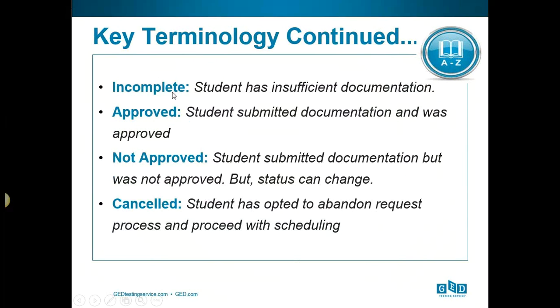Incomplete means that the student has insufficient documentation. Approved means that the student was approved by the accommodations team. Not approved means that the accommodations team has said no to a particular request, but that status could change. And canceled means that the student has opted to abandon the request process.